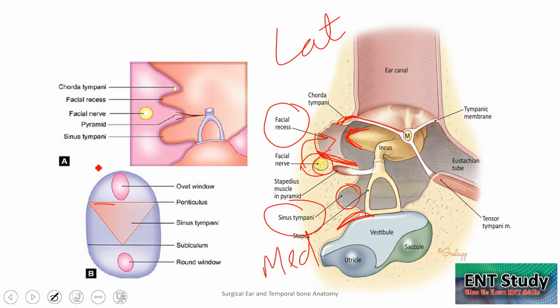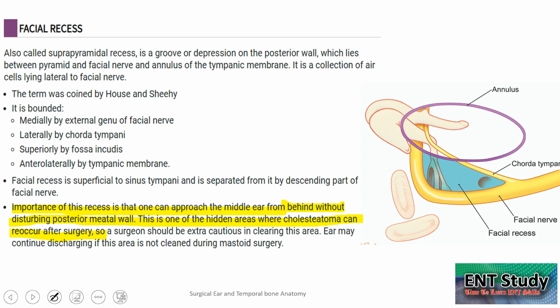In this picture, which is a coronal view, it is just showing that sinus tympani is a triangular space located between two thin bones or margins known as the ponticulus and subiculum. This slide is saying exactly what we have just discussed in the previous slides. So it says that the facial recess is superficial to the sinus tympani and is separated from it by the descending part of the facial nerve, which is the vertical part.